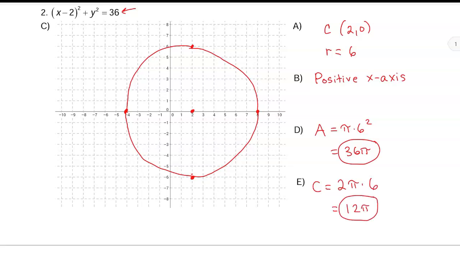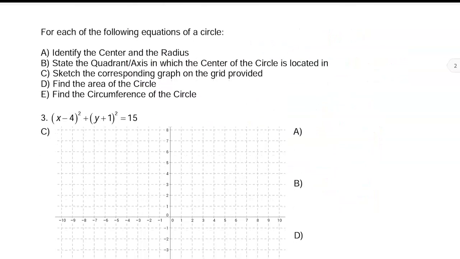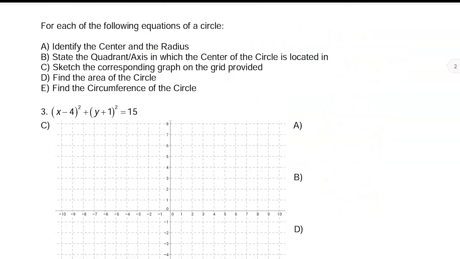There are 4 more questions like this one. Please pause the video and do problems 3 through 6. Then turn the video back on to check your answers.